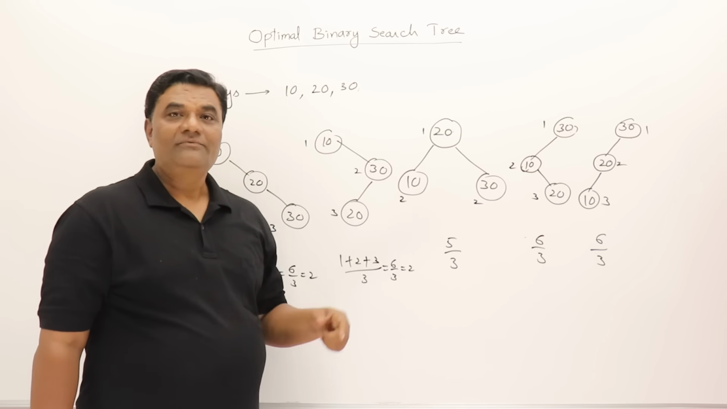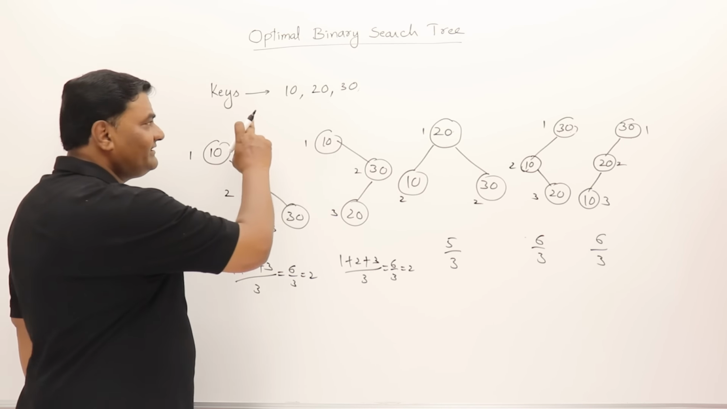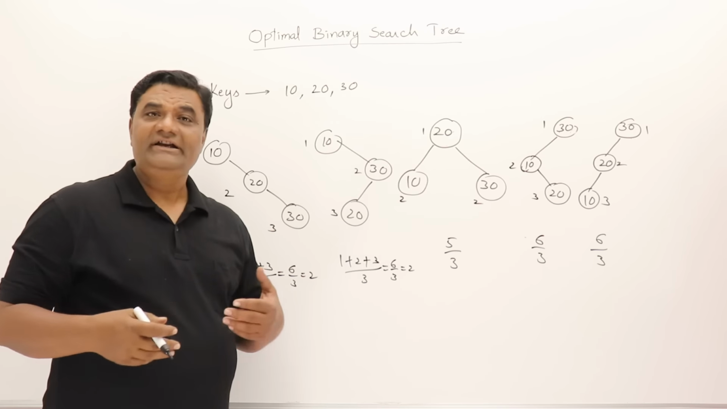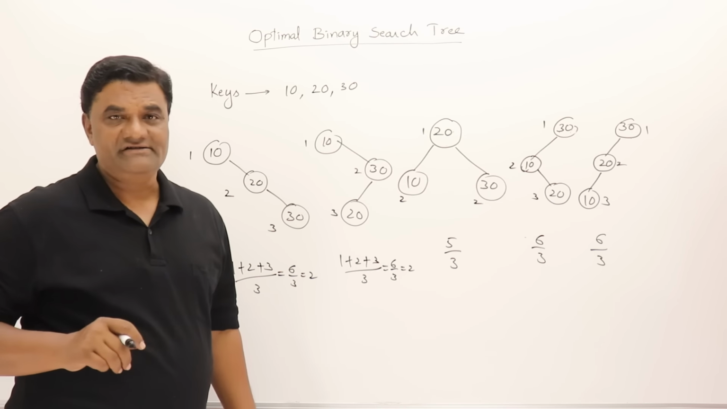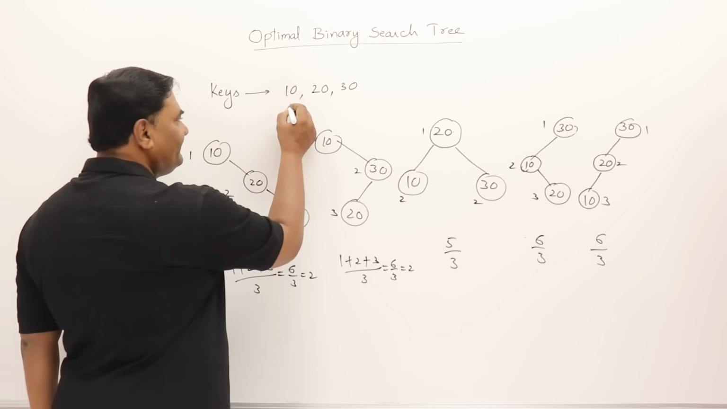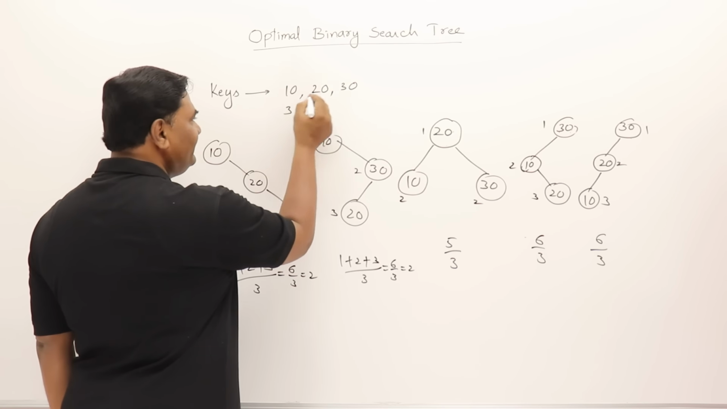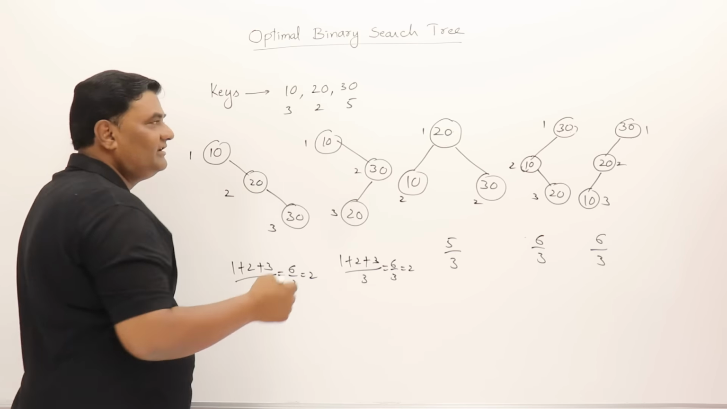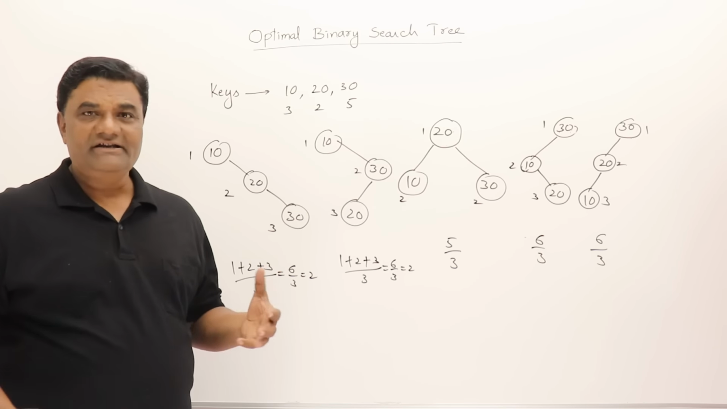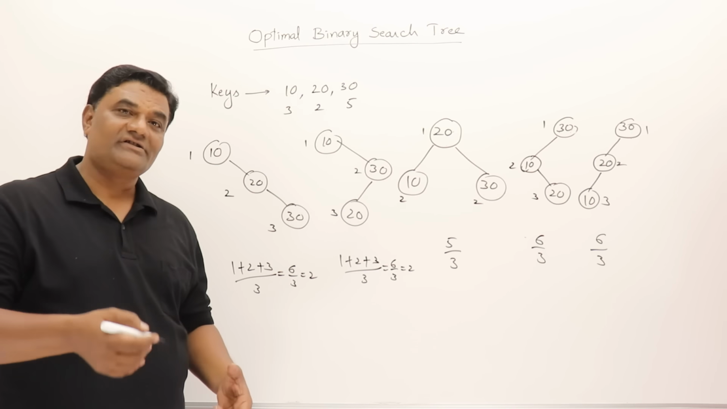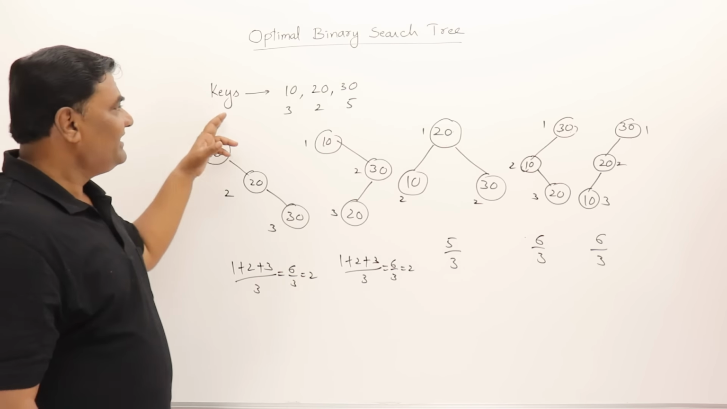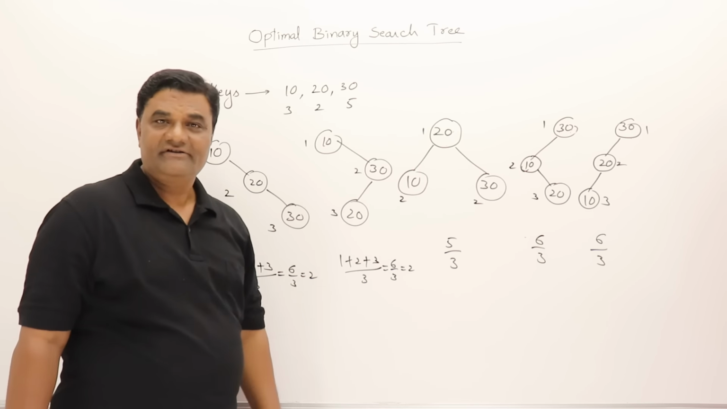So in this problem we consider that if these are the keys available, then we also consider the frequency of searching of those keys. If the keys have some frequencies of search, let us say the frequency of searching 10 is 3 and this is 2 and this is 5. So this means that all the keys will not be searched with the same frequency. Some keys are more frequently used, so we search them more often, and some are rarely used. So who is having the highest frequency? 30 is having the highest frequency.